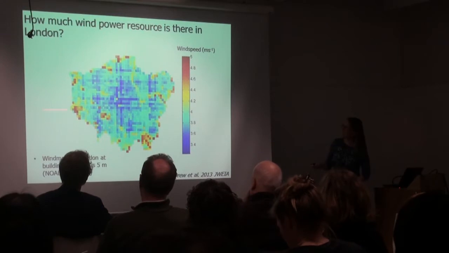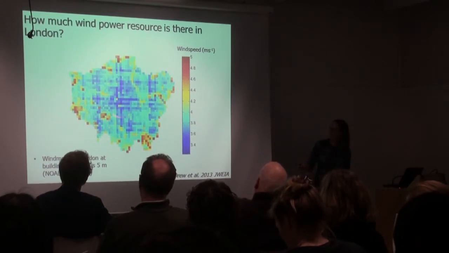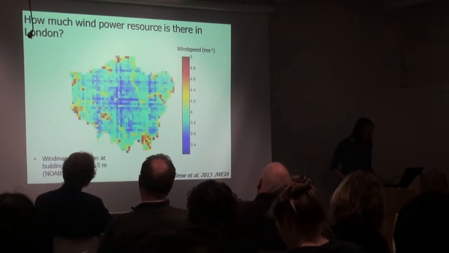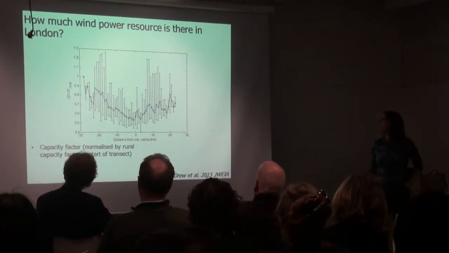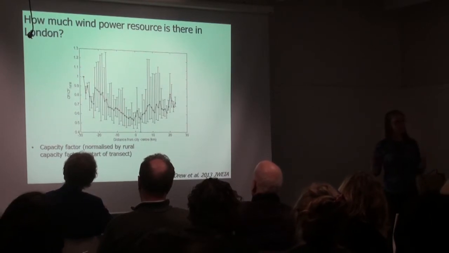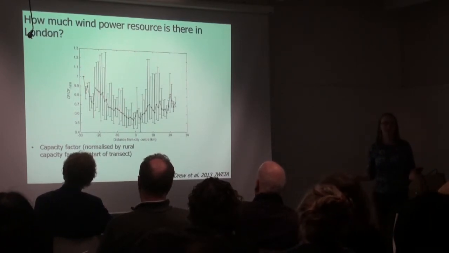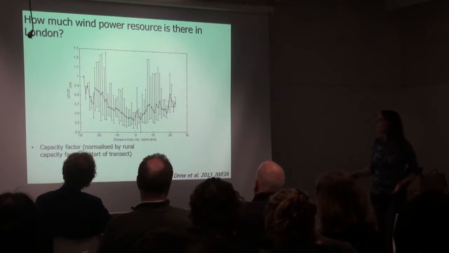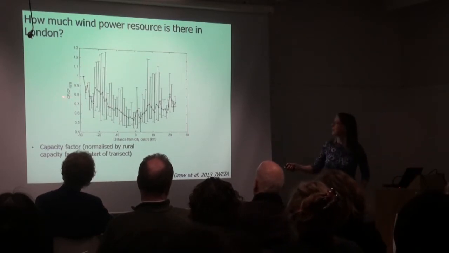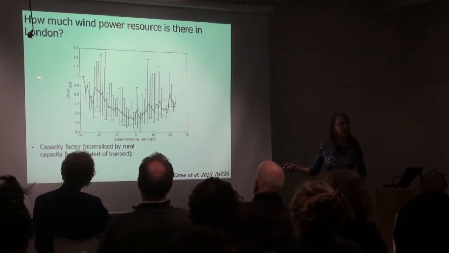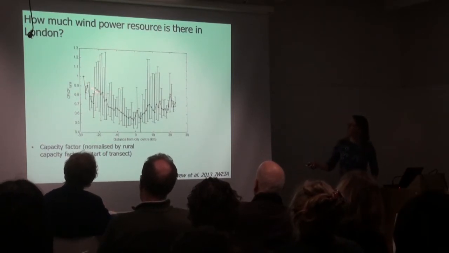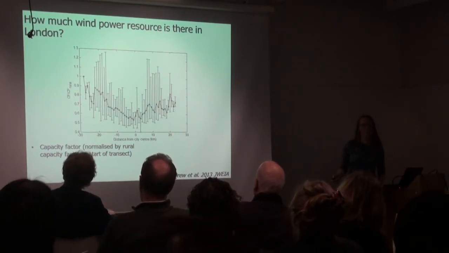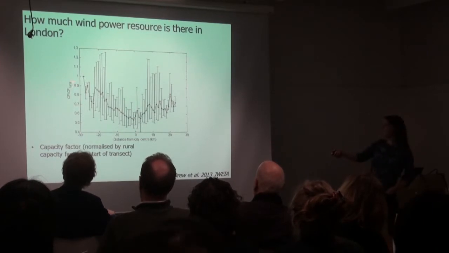And you can kind of see the parks of London coming out. So there's Richmond Park, for example, where you really get quite a wind speed. And what Dan did was to take 34 turbines, so commercially available turbines, vertical axis and horizontal axis, and map out the capacity factor of these turbines for a year of data as a function of distance from the city centre. So you can see there's some pretty lousy capacity factor as well.